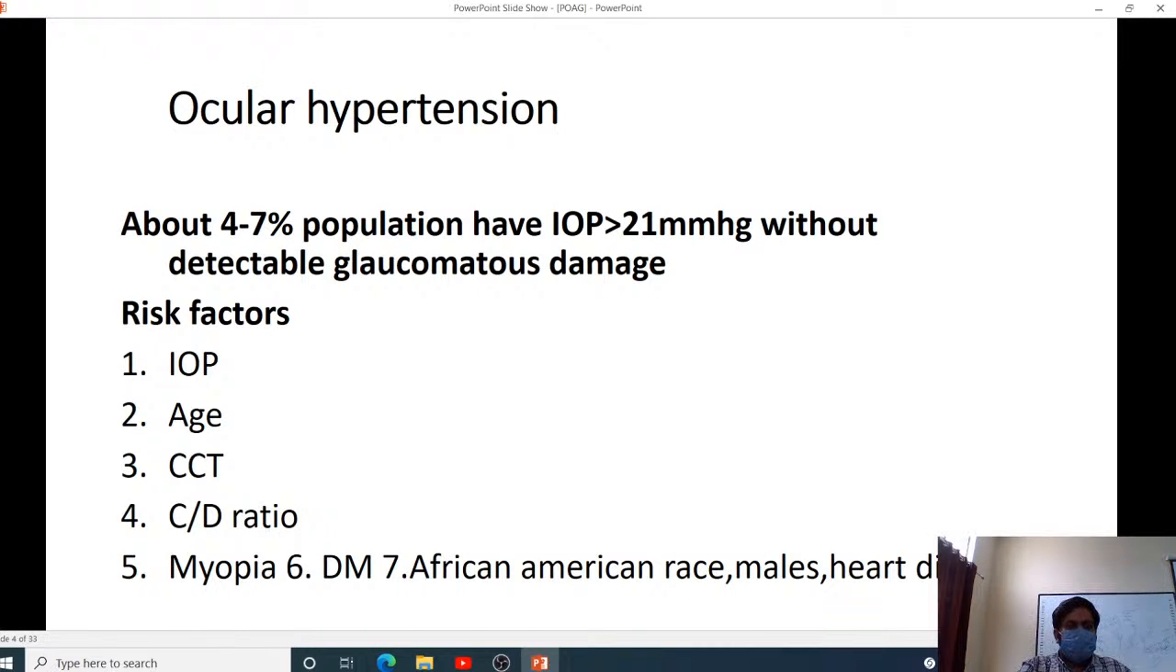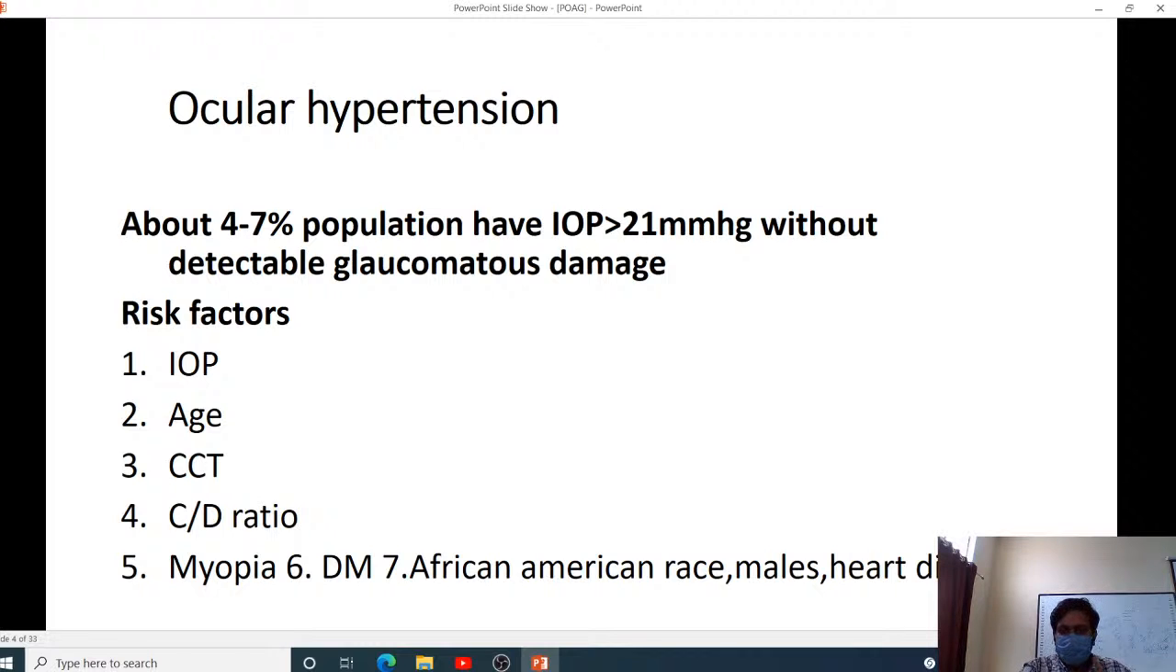There are two variations of primary open angle glaucoma. One is called ocular hypertension, the other is called normal tension glaucoma, or NTG. So what is ocular hypertension? It is seen in about 4 to 7% of the population. Here IOP is more than 21 millimeter of mercury, but there is no glaucomatous damage.